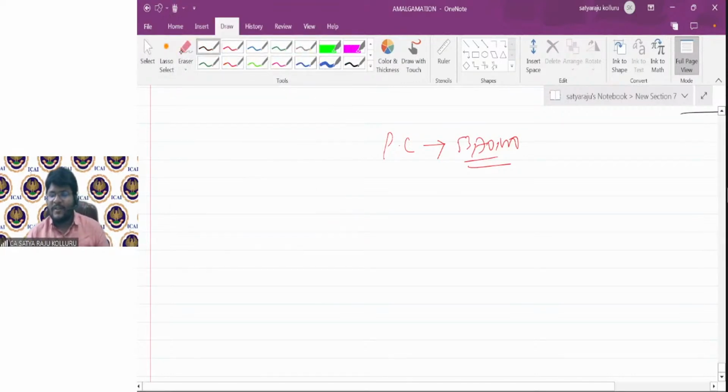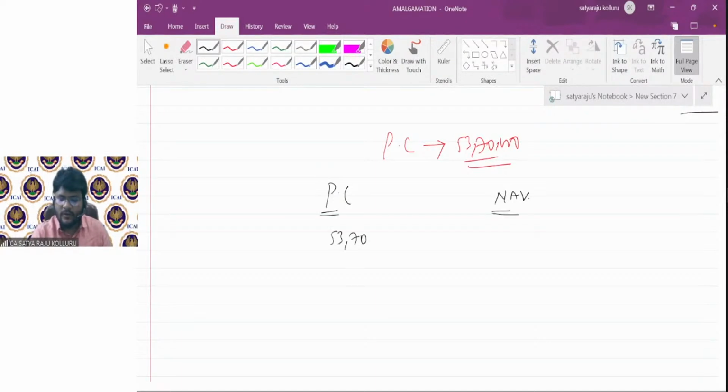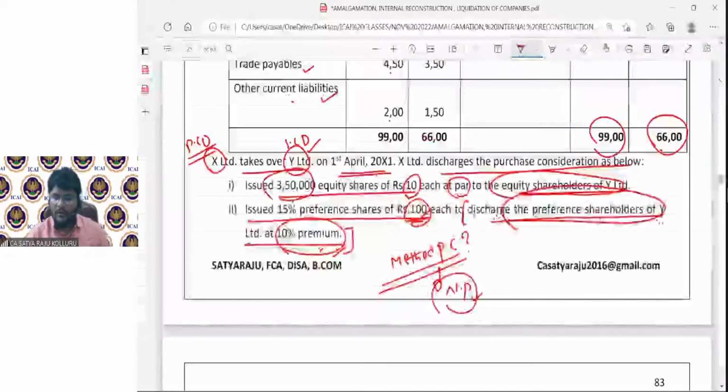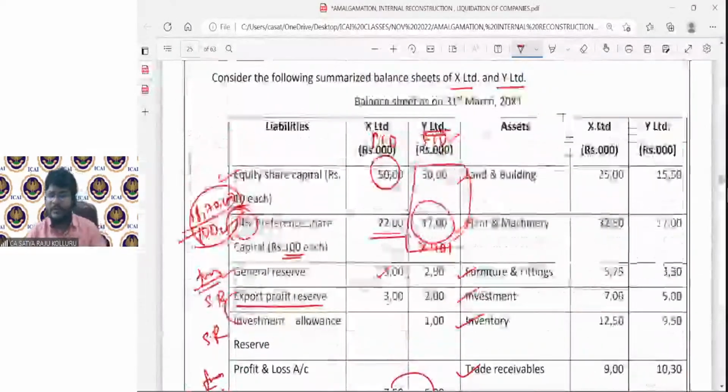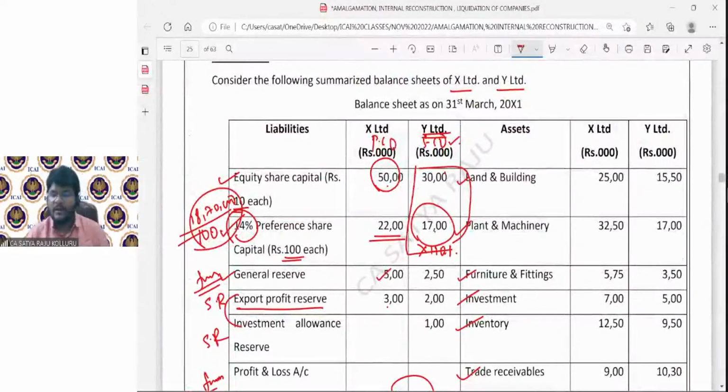Sir, PC is 53,70,000. Super. Now, to work out the balance sheet, first, what should I think? I should compare PC with NAV because I should know whether I derived goodwill or capital reserve at this stage. So purchase consideration is 53,70,000. Now all of you let me know NAV is how much? How should I calculate NAV? Net asset value is nothing but assets taken over at the rate of agreed value less liabilities taken over at the rate of agreed value.